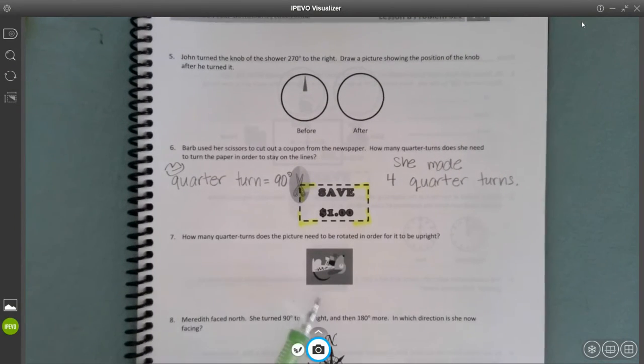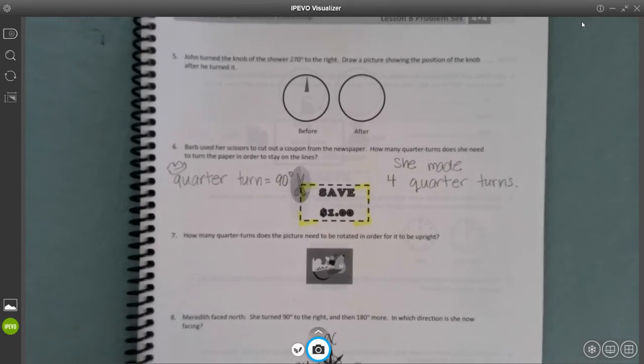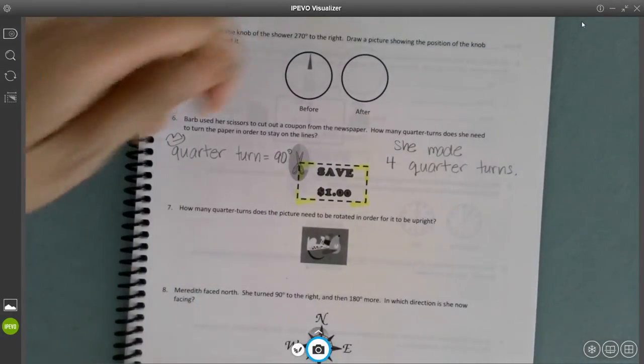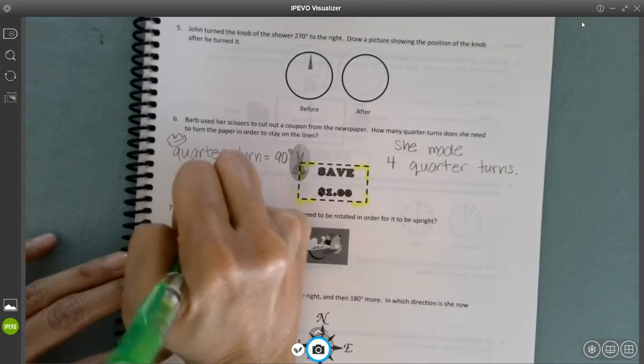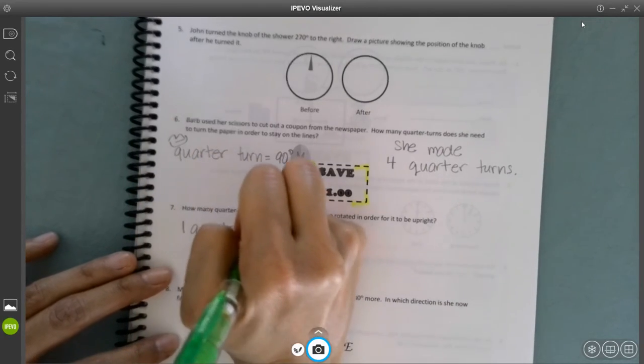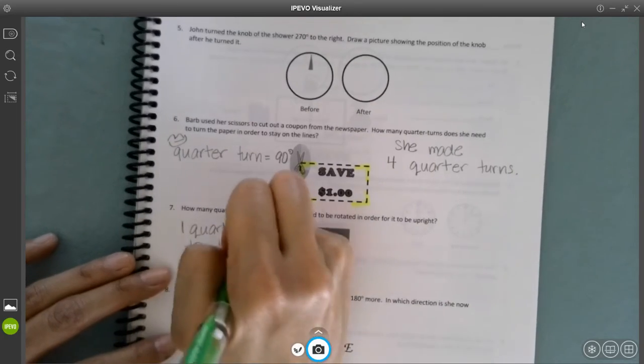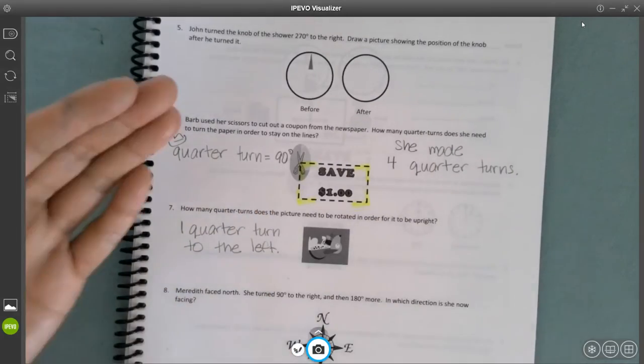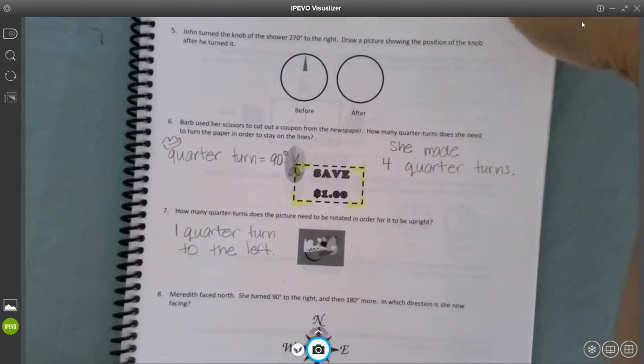Now, this one's kind of tricky. How many quarter turns does the picture need to be rotated in order for it to be upright? Well, I'm going to just really quickly do that now. So if I turned my paper this way, now that doggy is upright. So how many quarter turns was that? I went to the left. So I would say 1 quarter turn to the left. But what if I turned it to the right? Would it be the same? So I'm going to actually turn the paper. There's 1 quarter turn to the right.